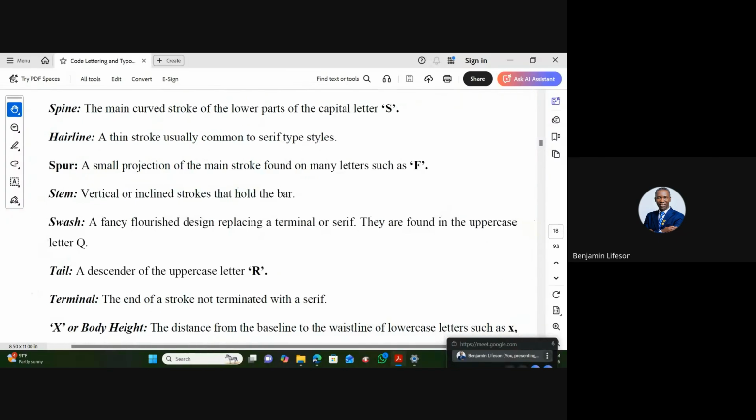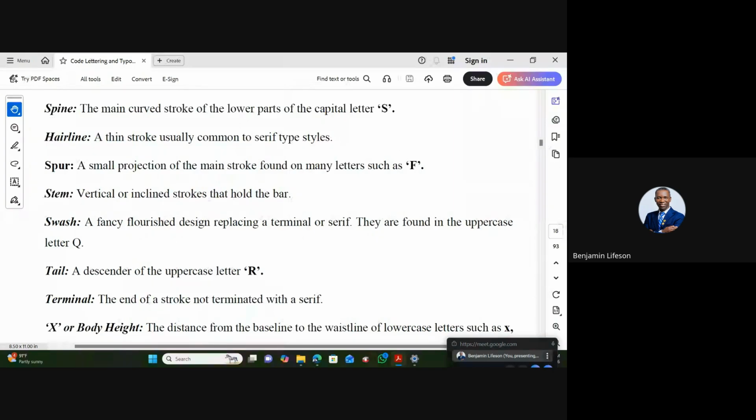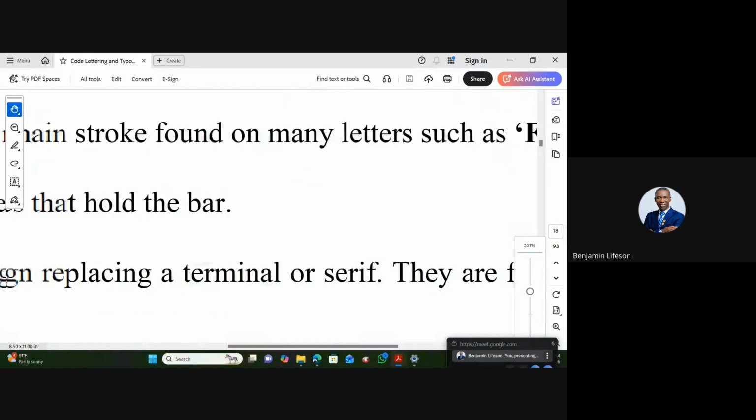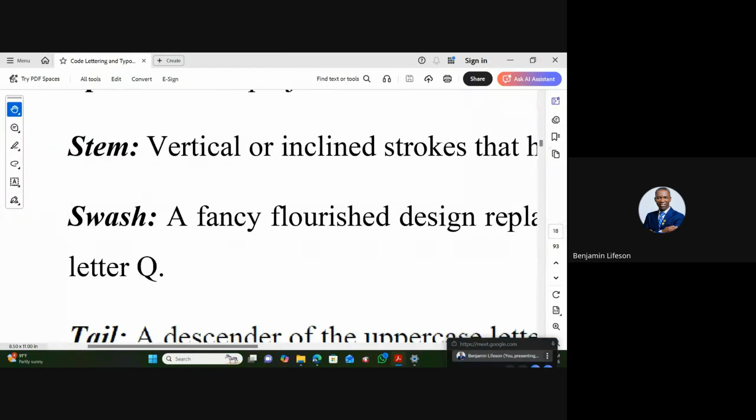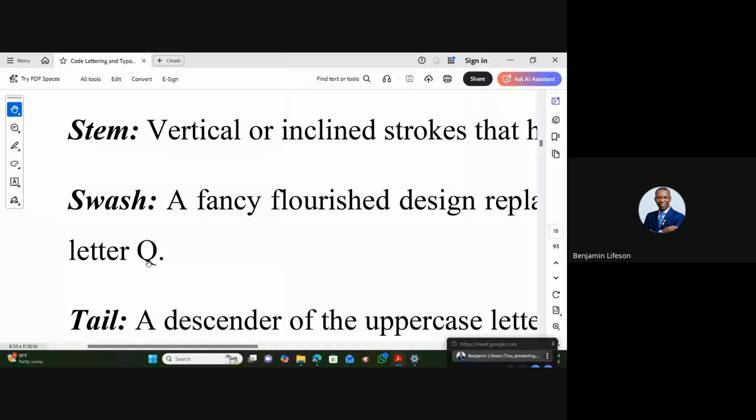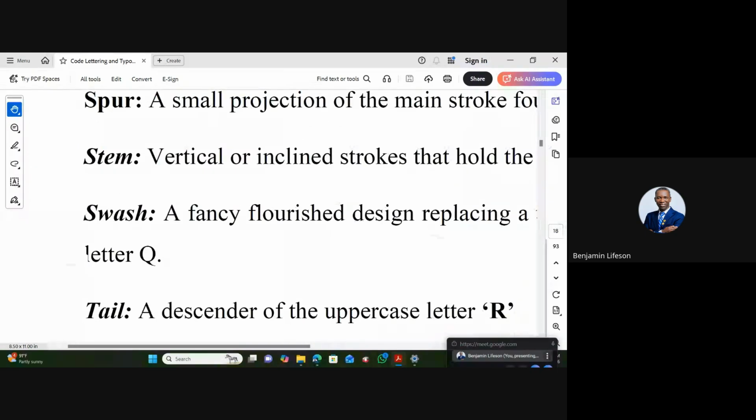Then we come to the swash. So that is the flourished design replacing a terminal or serifs. They are found in the uppercase letter Q. So this side is what we are looking at, this part where my cursor is showing. That's the swash.